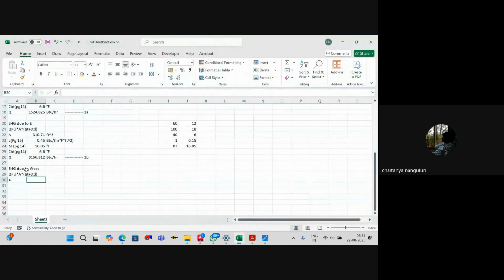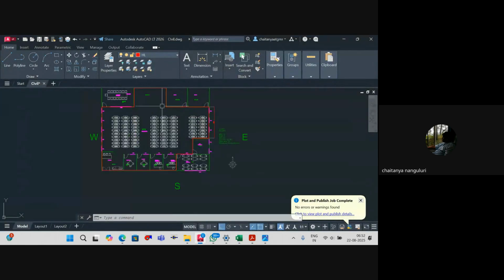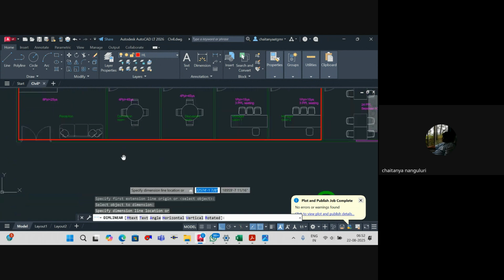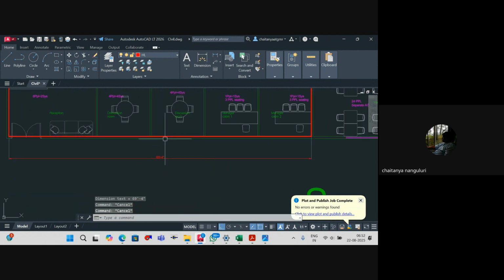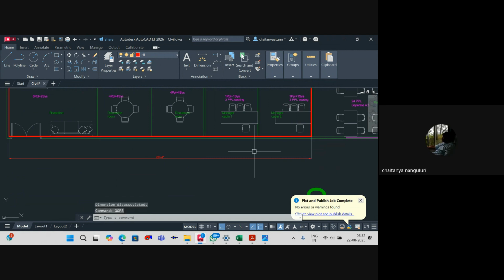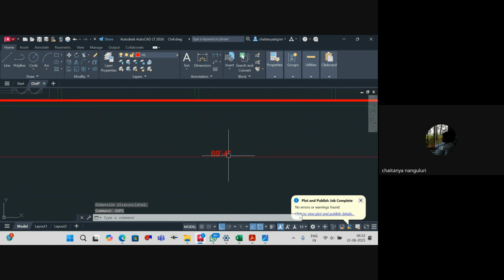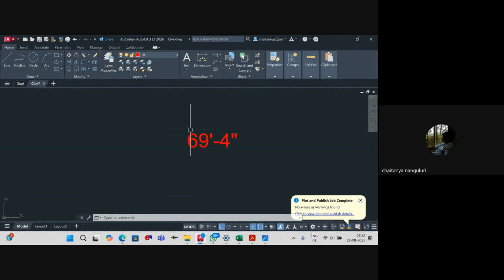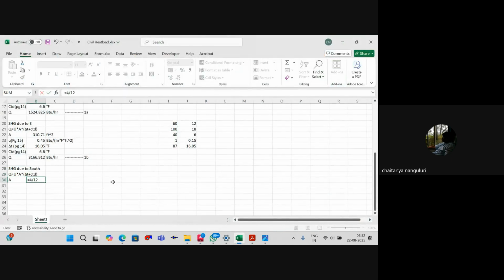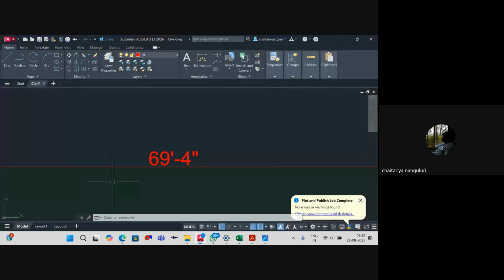Sorry, south, right? So first we'll work on south, then we'll go to west, because we are going in a clockwise direction. So this is entirely your south. In this direction, do you have any glass? No, sir. So we'll take it as 0 glass. The door is there, but we can ignore it. I'm assuming it's a solid door. So it is 69.4. 4 inches is 4 by 12, which is 0.33, so that's okay. 69.4, we can take it.